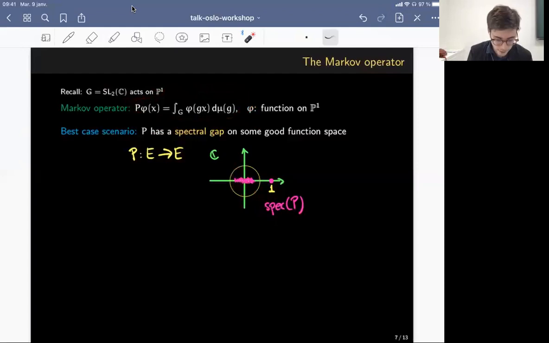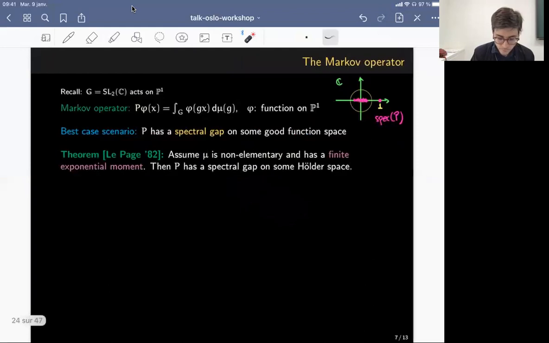Why is that true? Because when we iterate this operator, which corresponds to taking the random walk in the limit, since this part is quite small, it will converge to zero exponentially fast. So what we will see in the limit is just the eigenspace corresponding to the constant functions. And actually the constant that we get in the end is exactly the value of the stationary measure at this point. So if you have this, we automatically have exponentially fast convergence towards the stationary measure. So that's the main theorem of Le Page, actually, that all the other limit theorems are a consequence of this.